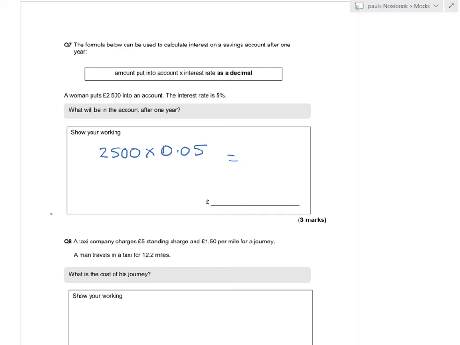Okay, 2500 times 0.05 equals 125. So now to find out how much is in the account, 2500 plus the 125 interest, which equals £2625.